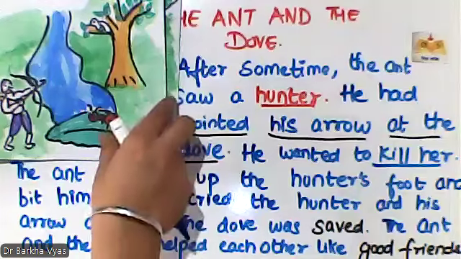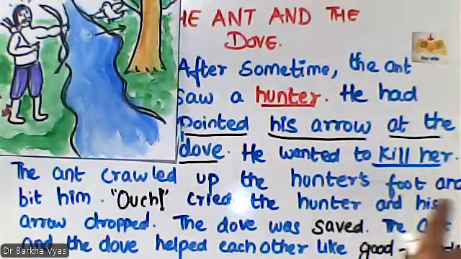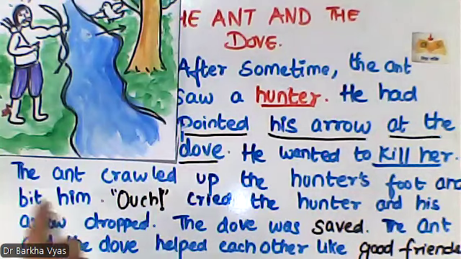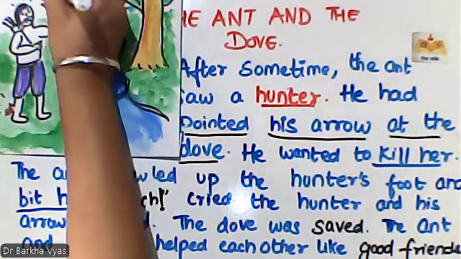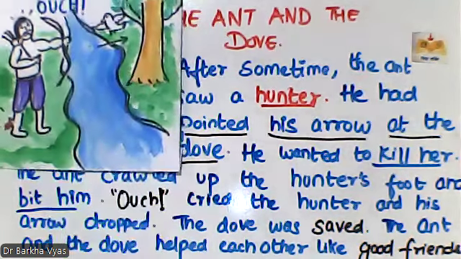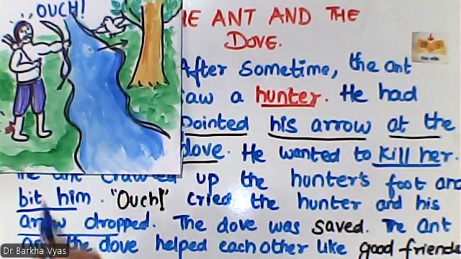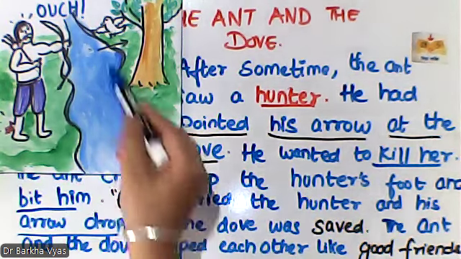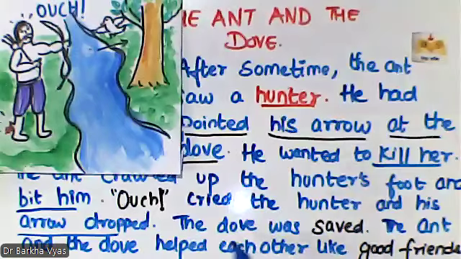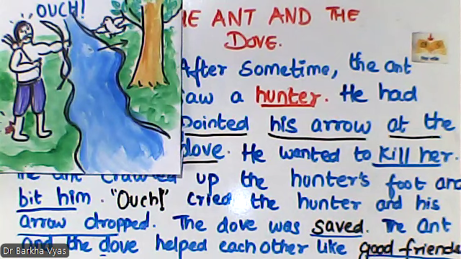Then what did the ant do? The ant crawled up the hunter's foot and bit him. क्या किया? काटा, bit him. Ouch! Who shouted ouch? The hunter shouted ouch. Cried the hunter and his arrow dropped. तो arrow जब उसने aim किया था वो नीचे की तरफ चला गया. देखो, arrow dropped. The dove was saved. The ant and the dove helped each other like good friends.